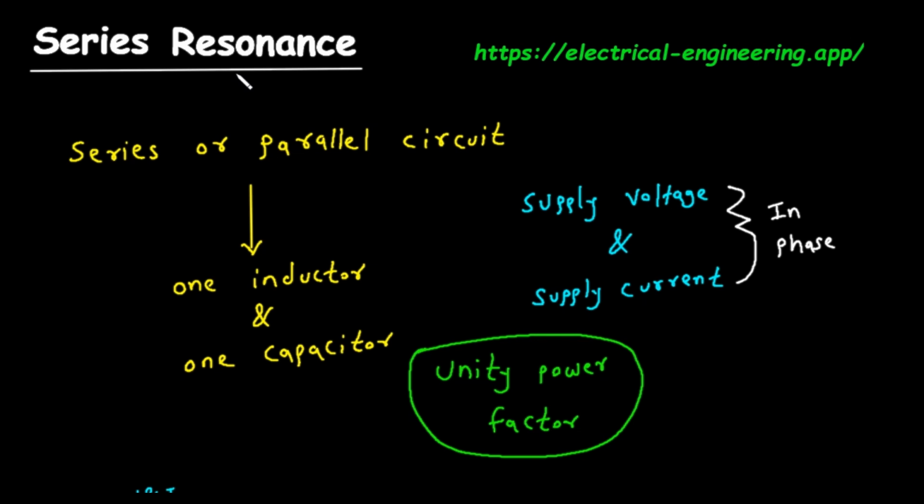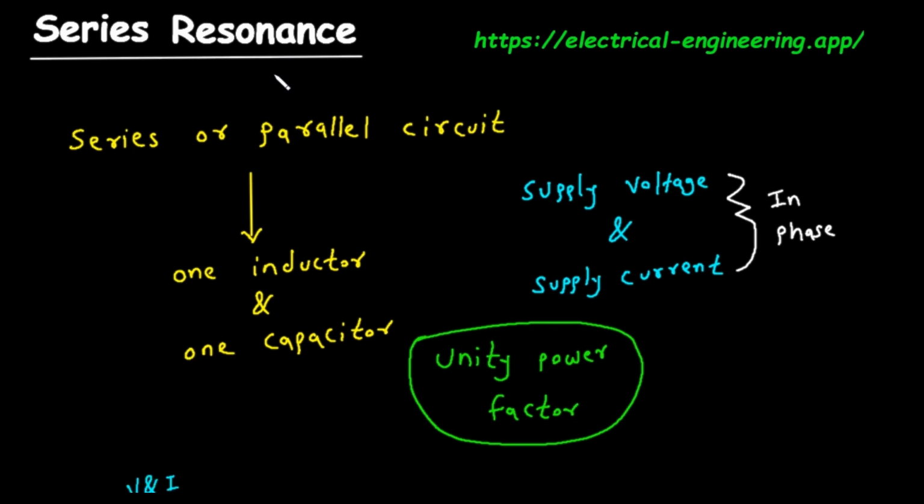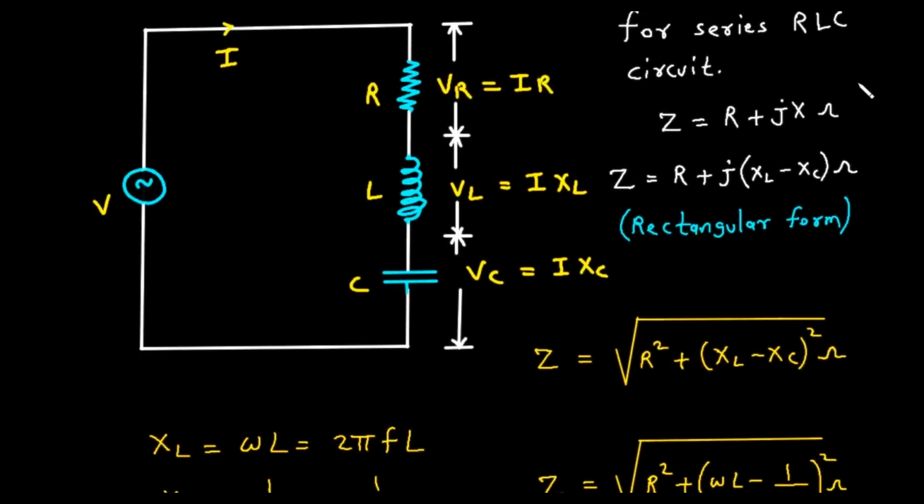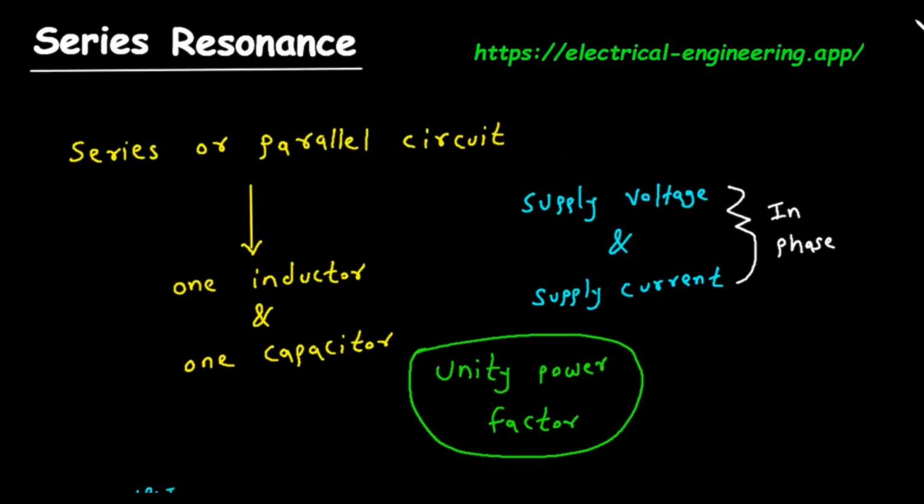a coil of wire, and a capacitor. These two components have opposite effects on alternating current. Resonance is the specific condition where these opposing effects cancel each other out. As our diagram shows, this can happen in either a series circuit or a parallel circuit. The key outcome of resonance is that the supply voltage and the supply current become perfectly aligned. We say they are in phase.